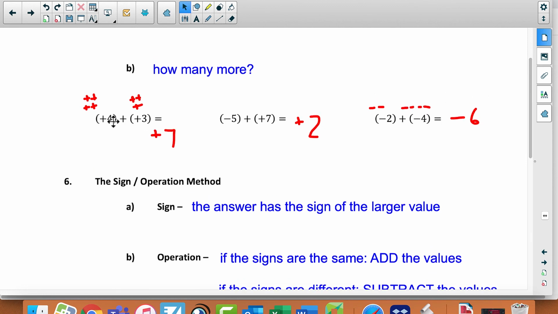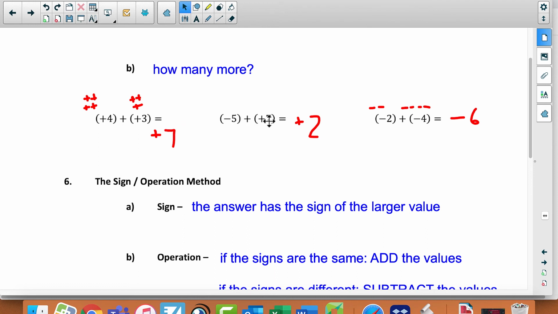If you look at this one, let's try using the method we're just talking about. The bigger value is 4. 4 is bigger than 3, and the sign on 4 is positive, so you know it's going to be positive. Now, because the signs are the same, positive and positive, you add the 4 and the 3, and you get 7. Perfect.